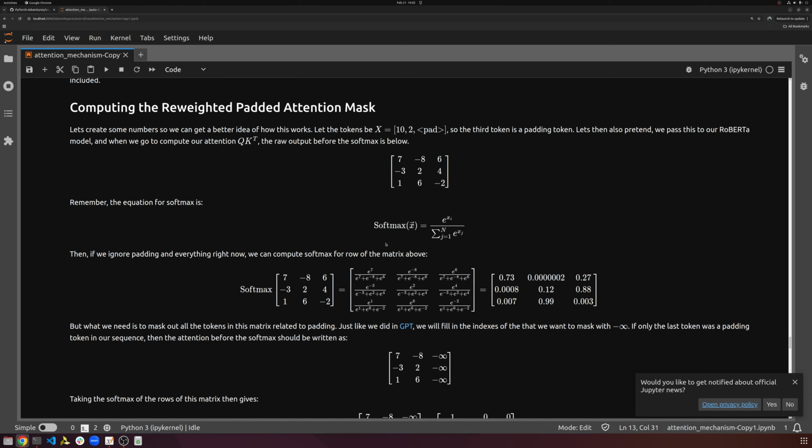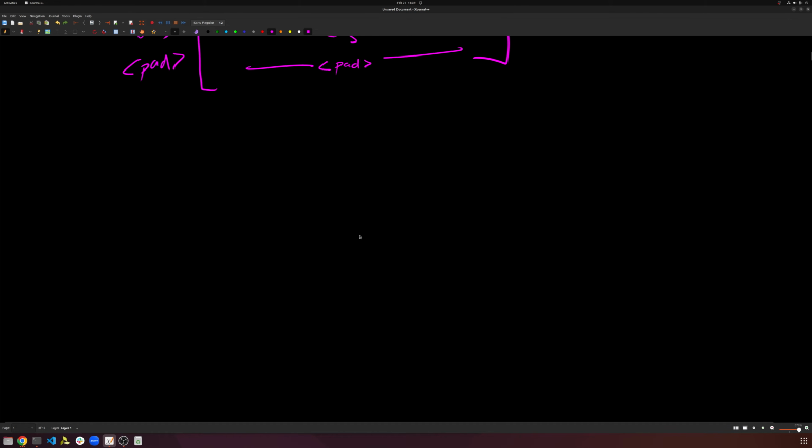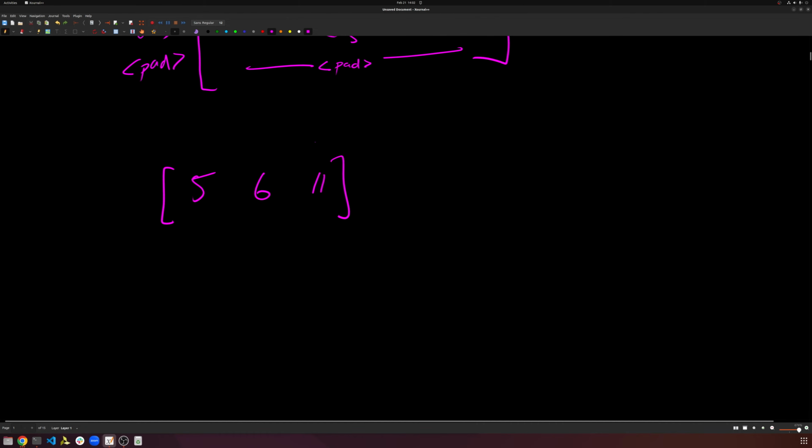So softmax, if you remember, let's look at this real quick. Let's say we have some 5, 6, and 11, just random numbers. What I want to do is zero this number. I want to convert this to 0, but I want to make sure that these sum to 1.